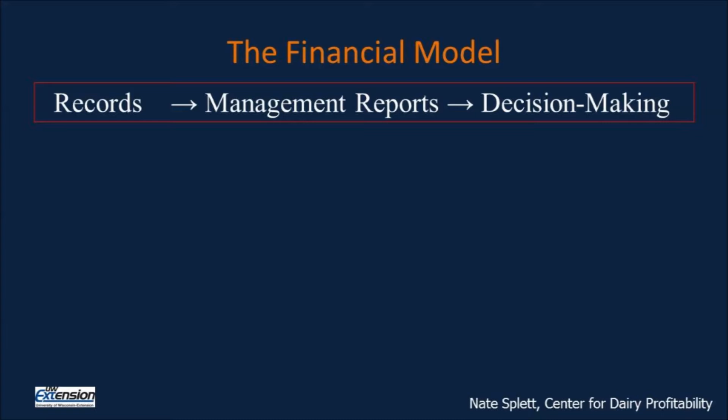We begin on the top left corner of this graphic with records. Records enable the creation of management reports, which in turn enable decision-making. Keeping records involves collecting and organizing information about the business income and expenses. There are tools available or accounting systems to help you with record keeping. These range from the basic handwritten bookkeeping to Excel spreadsheets to software packages which keep records, write checks, determine payroll, and create reports. The information from the records feeds the generation of management reports.